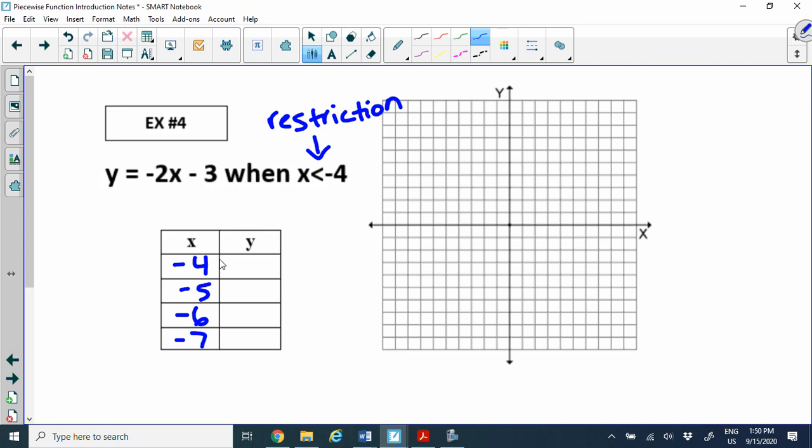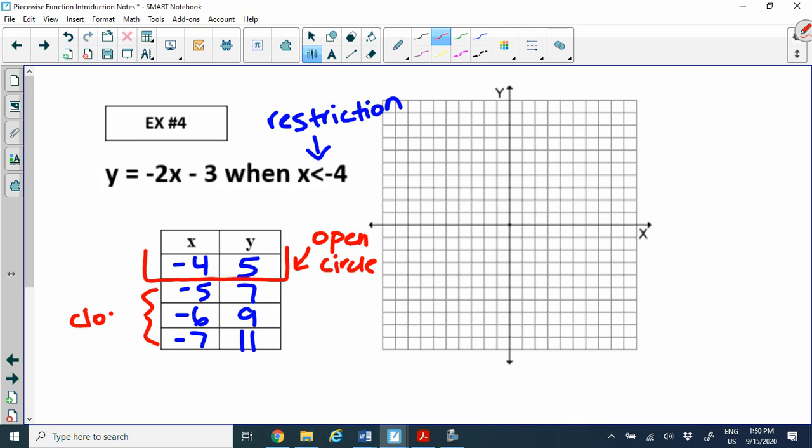Now we're going to go ahead and plug these x values into our linear equation where we see x. So when I plug negative 4 in for x, I will get 5. When I plug negative 5 into there, I will get 7. When I plug negative 6, it's 9, and then I get 11. Okay? Now, let's think about that very first point we plot, negative 4, 5. Will that be open or closed? Hopefully you said open because we don't have an equal bar. But all the other points are going to be closed because they are included or part of the domain.